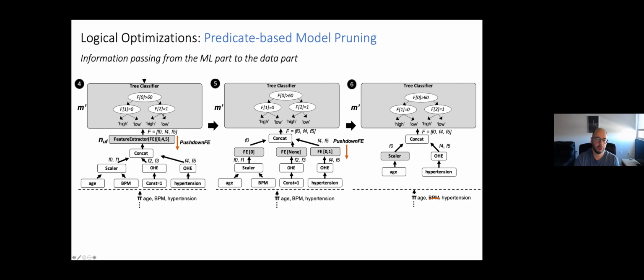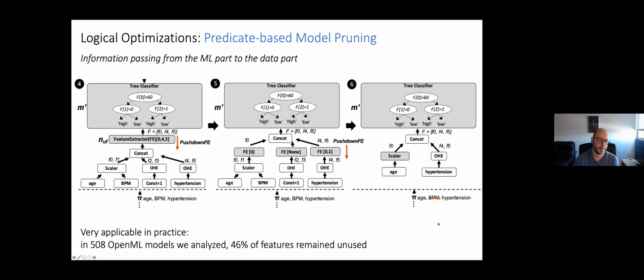So the idea here is to go the other way. So we try to push that projection all the way down. So we have this tree classifier that no longer needs all the features it's getting. So how can we then push it all the way down to the relational boundary, essentially, so that we can remove this BPM from the projection.